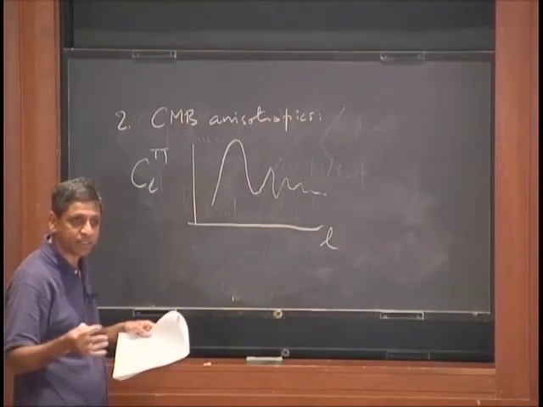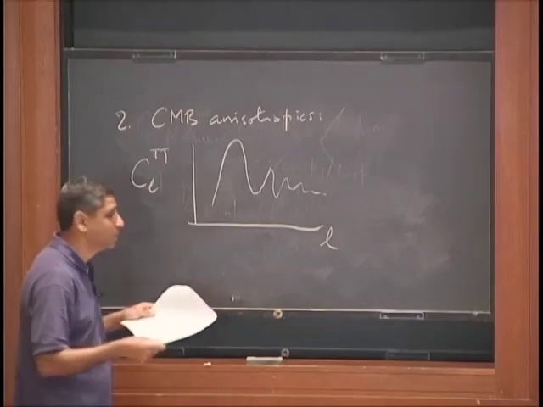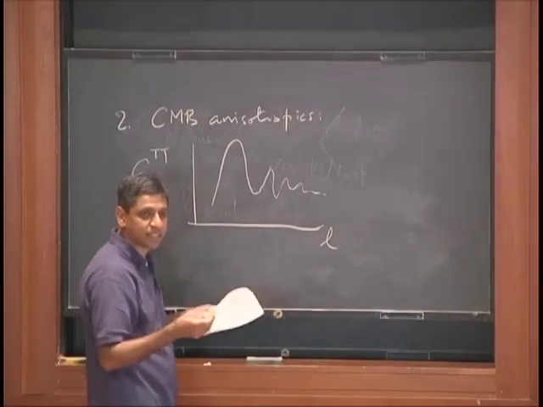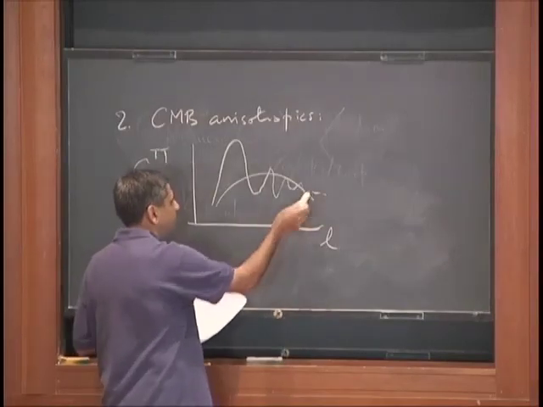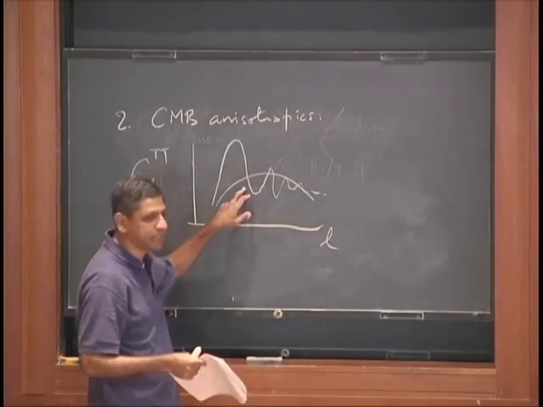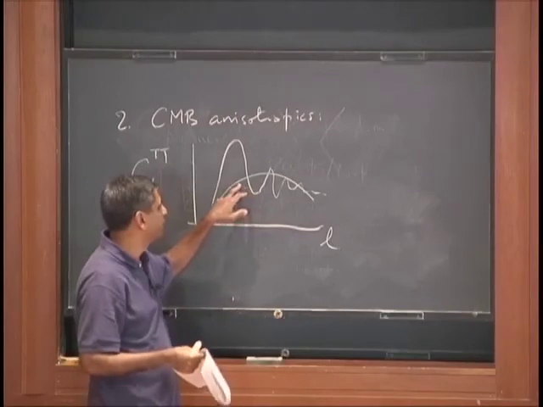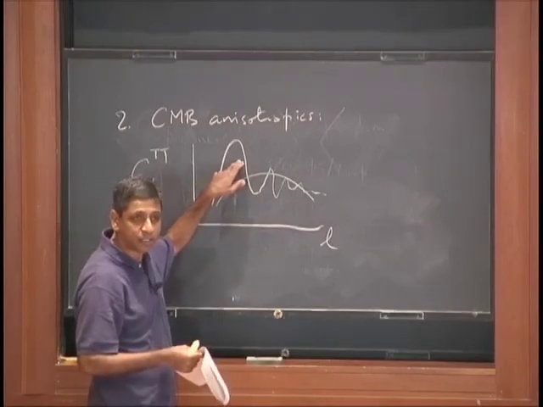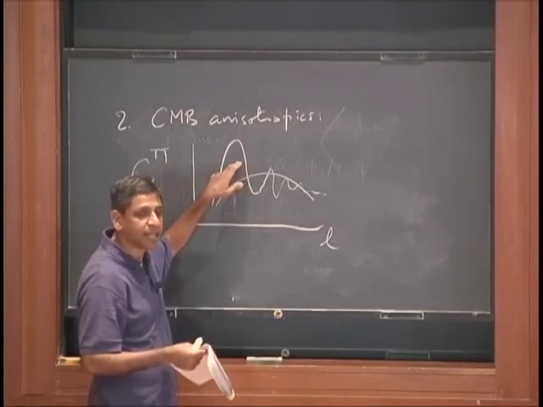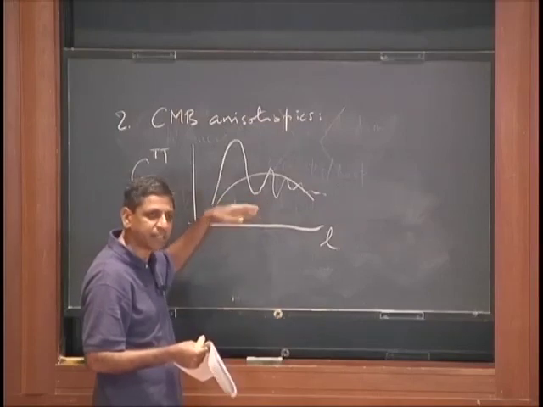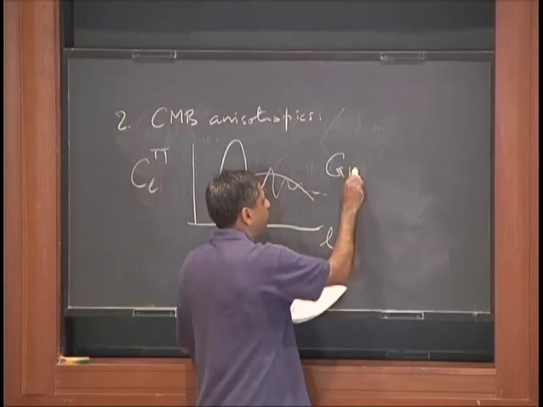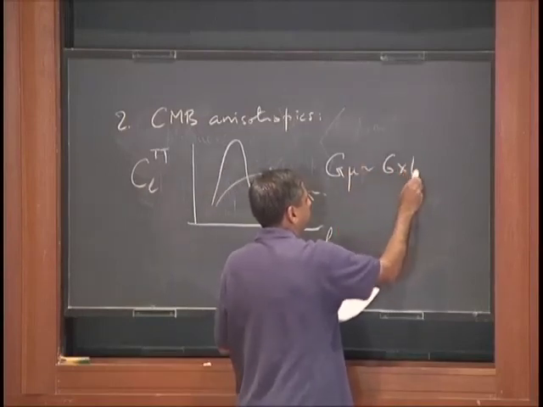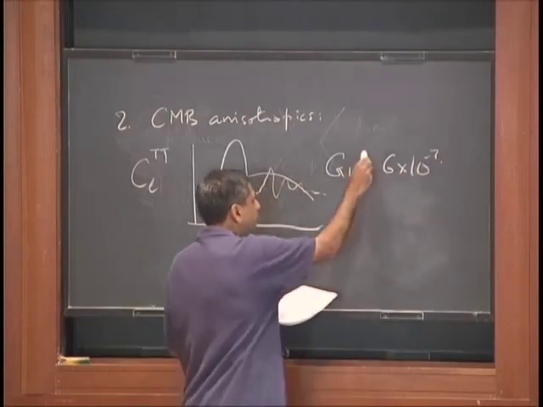The phase has to be the same for all the modes. But for strings, that's not the case, and they are acting at random, so they would give you some effect like this. Now, if there are too many strings, or they're too heavy, then they will ruin these acoustic oscillations. And that gives you a constraint on the string parameters, and this is G mu of 6 times 10 to the minus 7, less than 10.